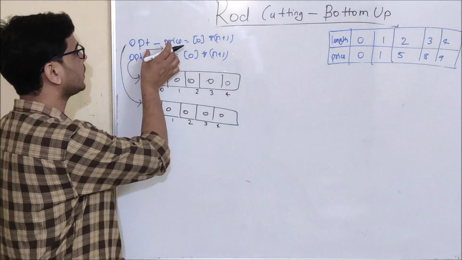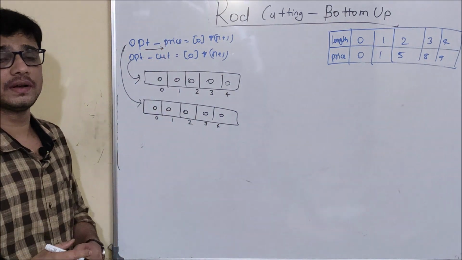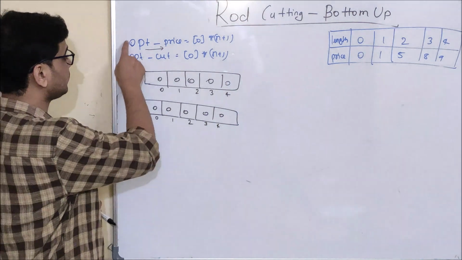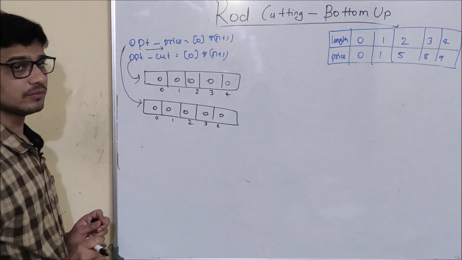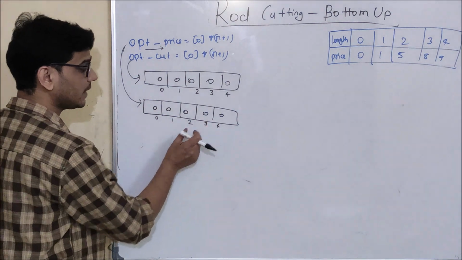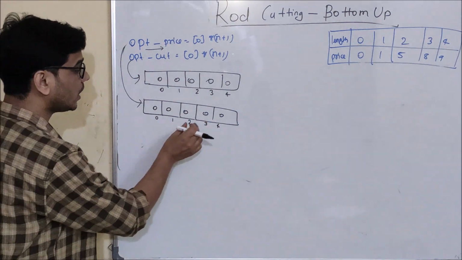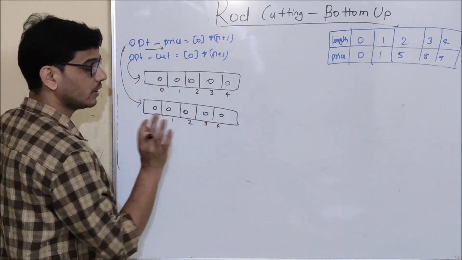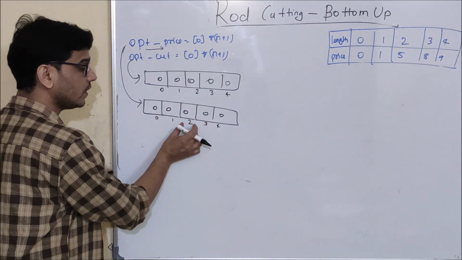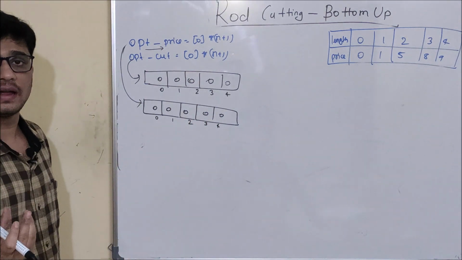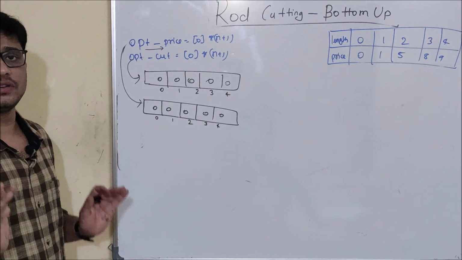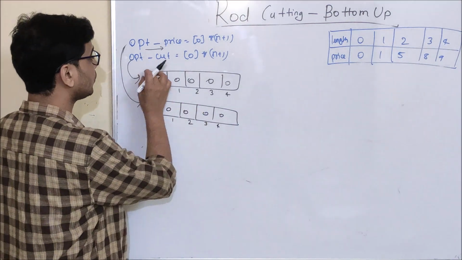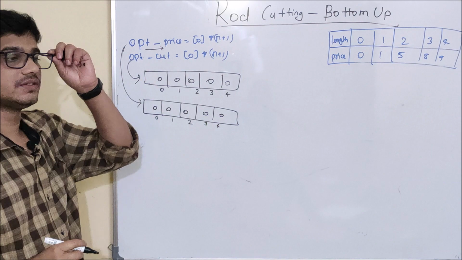You may be thinking why I have written optimal price and optimal cut. That is what these two lists are going to store. In optimal price, suppose my rod is of length 3. So in the third index, you will find the optimal profit that can be generated from a rod of length 3. Similarly, in the second index, you will find the maximum profit that can be generated from a rod of length 2.